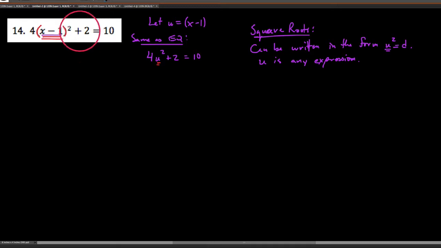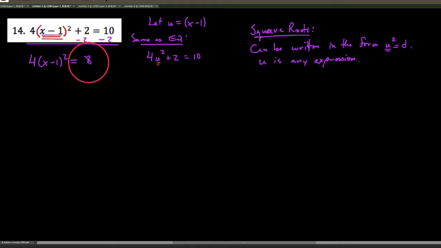So to get this by itself, remember that we always want to undo addition and subtraction before we undo division and multiplication. So I'm going to subtract 2 from both sides of this equation and rewrite everything. So I get 4 times the squared term here equals 8.